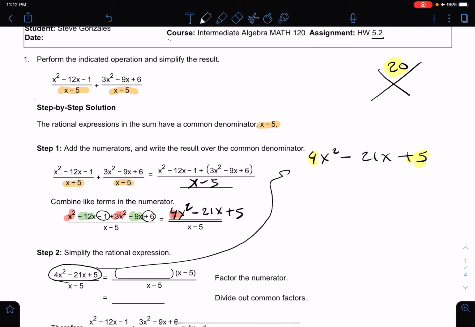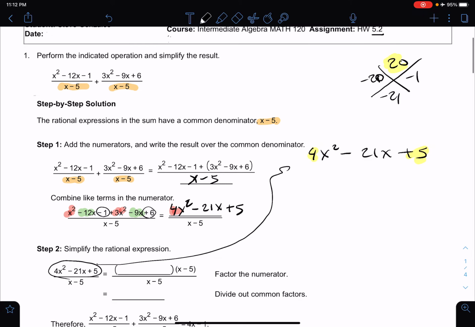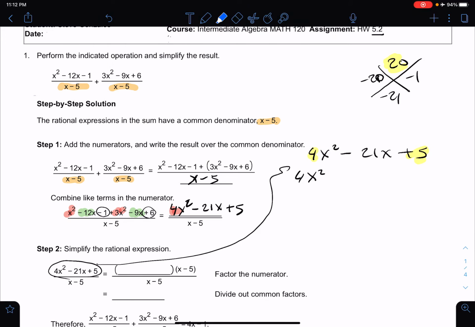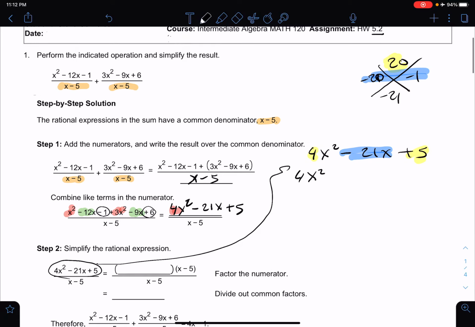So what multiplies to 20 and adds to negative 21? That's just going to be negative 20 times a negative 1. It gives us positive 20 and adds to negative 21. We go ahead and do this by grouping. So we write down 4x squared, and I probably don't have to do this every single time because we've been doing it quite a bit, but you can see in this process we have to break the negative 21 down into two pieces, which would be negative 20x minus x, and now we are able to group.